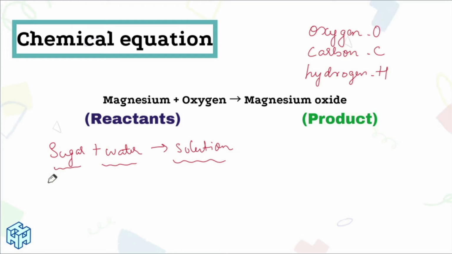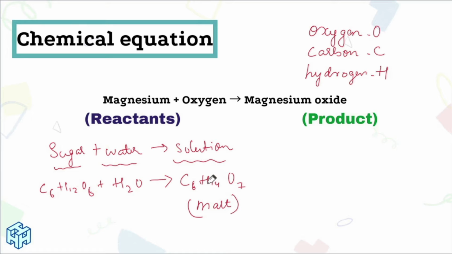Similarly, for every element in chemistry we have a representation. Similarly, for sugar we write C6H12O2 plus what is water? H2O. What do we get? C6H14O7. This is a sugar solution, which is called malt. This is not included in your syllabus, but I am just teaching it as an example.